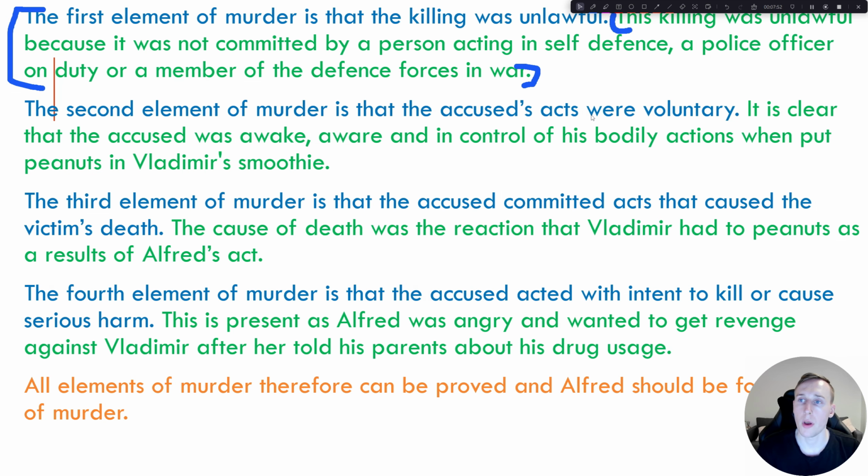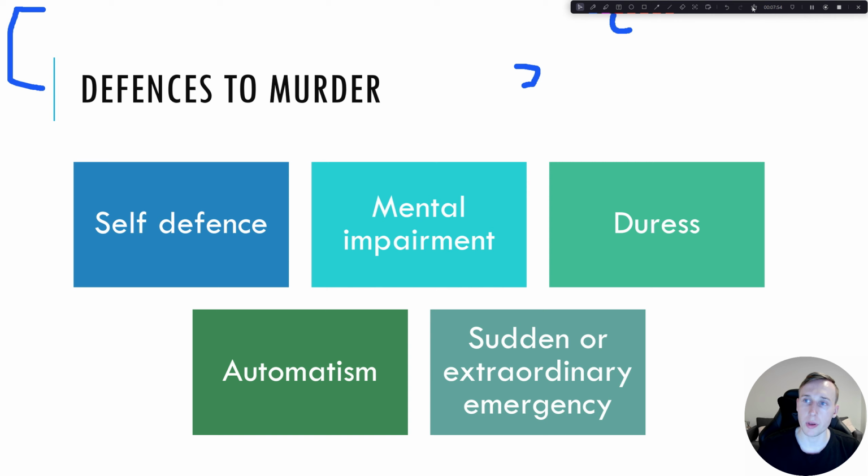Moving on. So how do we get away with murder if we haven't actually done it? We've got a few defenses to murder. I'm not going to go through all of the defenses to murder. I'm just going to go through the top 3 defenses, but it's good to be aware of them. If I went through all of them, it would take a little bit too much time.